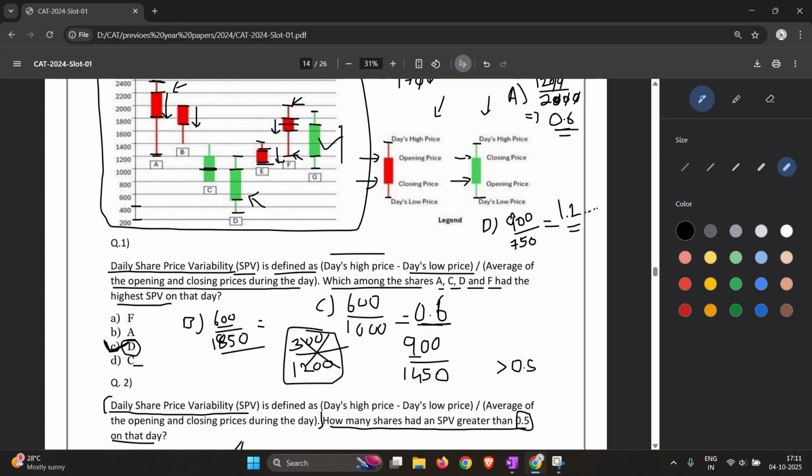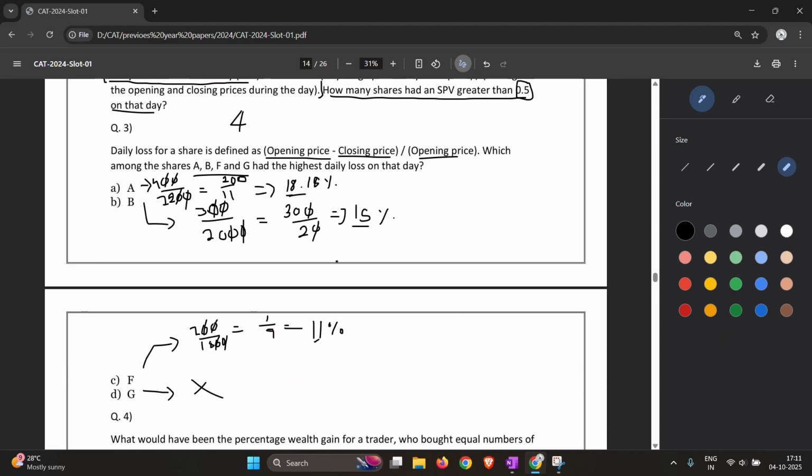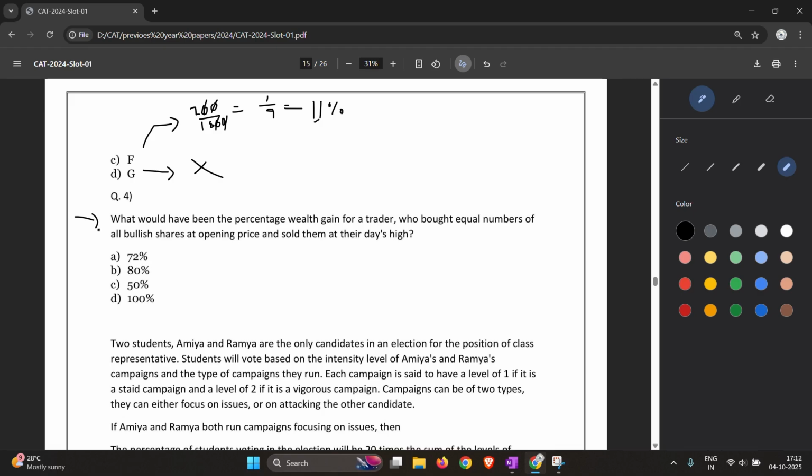For G, we can see that G is not even a loss share. This is a bullish share. So it did not face a loss that day. So we don't even have to calculate this. So we know A faced the highest loss, 18%. Let's go to the last question for this graph.